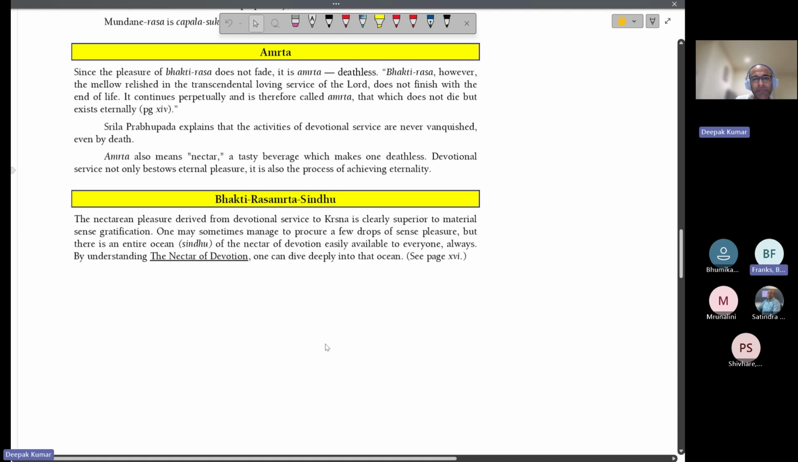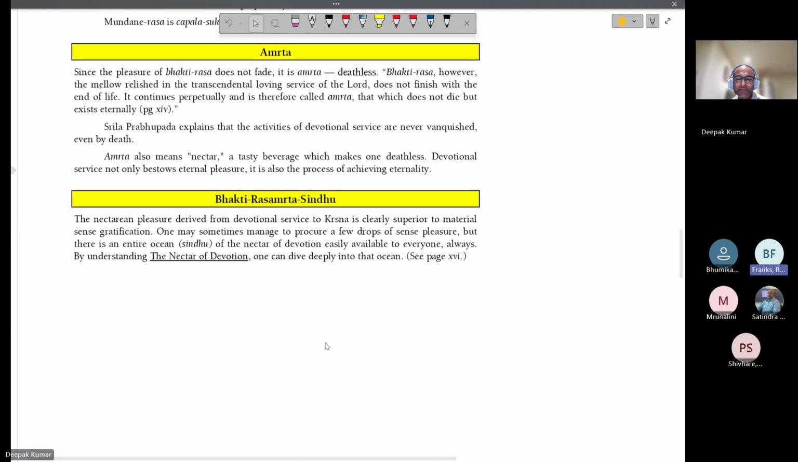Yeah, go ahead. The nectarian pleasure derived from devotional service to Krishna is clearly superior to material sense gratification. One may sometimes manage to procure a few drops of sense pleasure, but there is an entire ocean, Sindhu, of the nectar of devotion easily available to everyone. Always by understanding the nectar of devotion, one can dive deeply into the ocean.